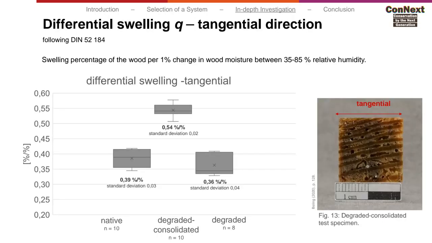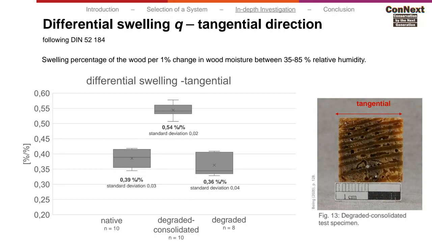And finally, I would like to discuss the results of the investigation of differential swelling behavior in tangential directions. What I mean by differential swelling is the swelling percentage of the wood per 1% point change in wood moisture between 35 and 85% relative humidity. And the box plot shows that the native and the degraded wood specimens appear to behave almost the same.